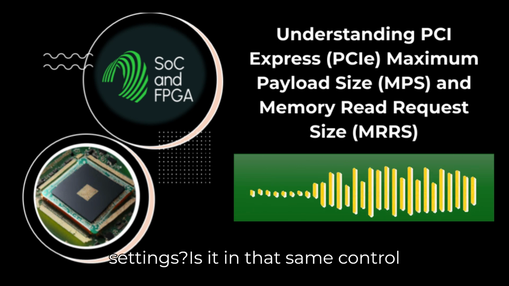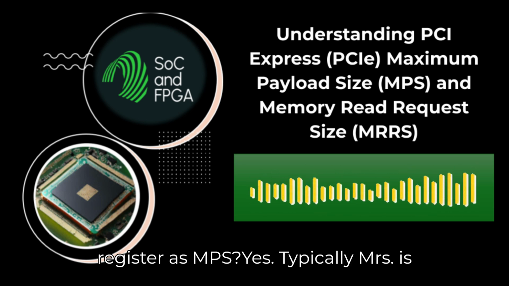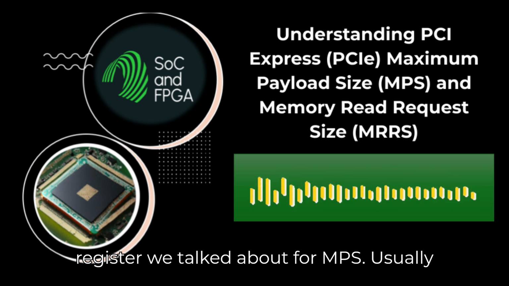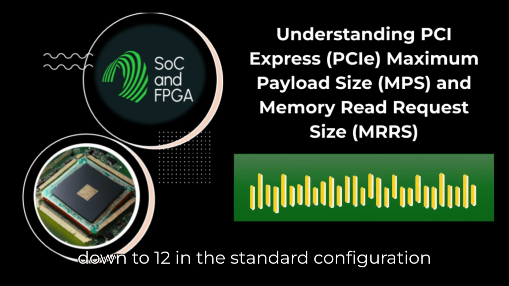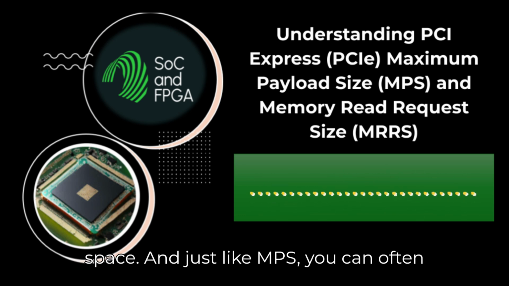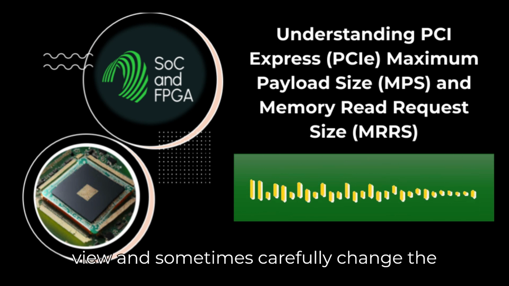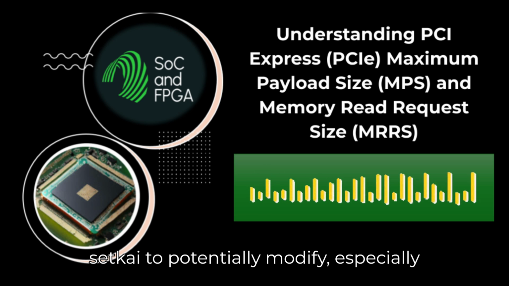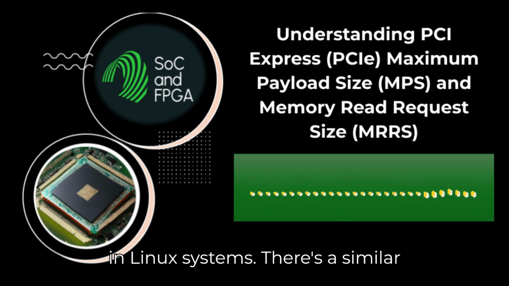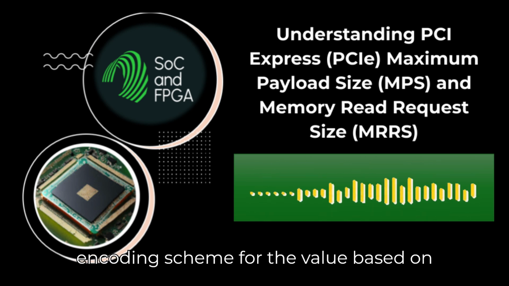And where do we find these settings? Is it in that same control register as MPS? Yes, typically MRRS is configured in that same device control register we talked about for MPS. Usually it's a specific set of bits, like bits 14 down to 12 in the standard configuration space. Yep. And just like MPS, you can often view and sometimes carefully change the MRRS using tools like lspci to view and setpci to potentially modify, especially in Linux systems. There's a similar encoding scheme for the value based on those bits.